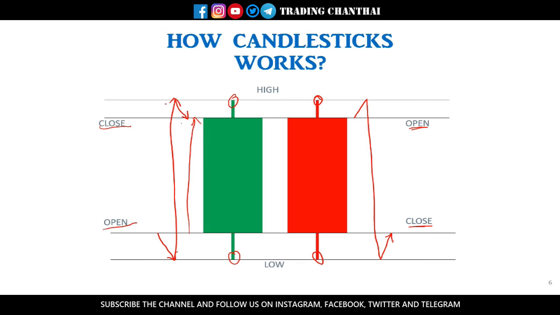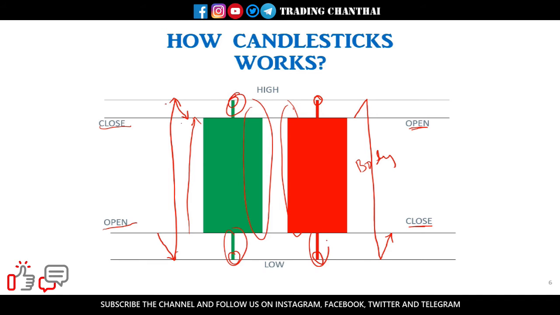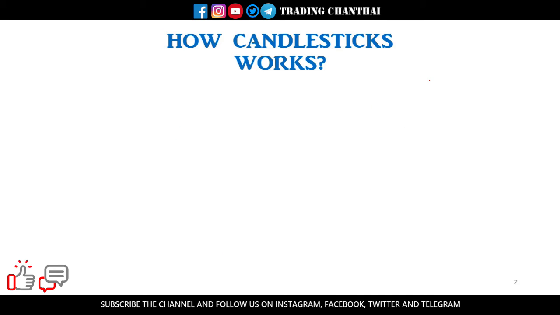So this is how candlesticks work. This particular region is called the body of the candle, and these small stick-like shapes are called shadows or wicks. I'll explain with an example.